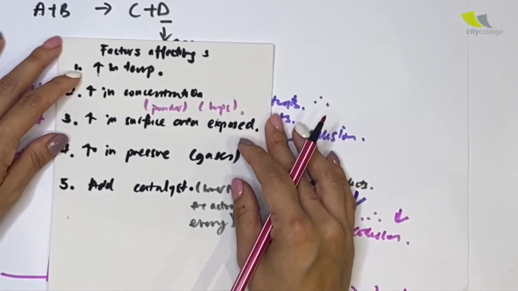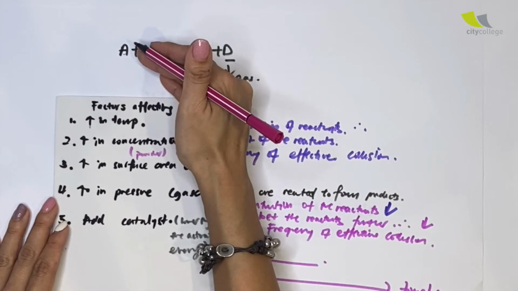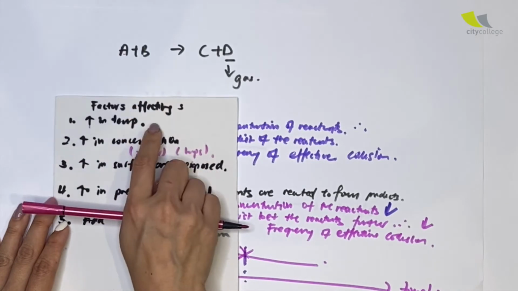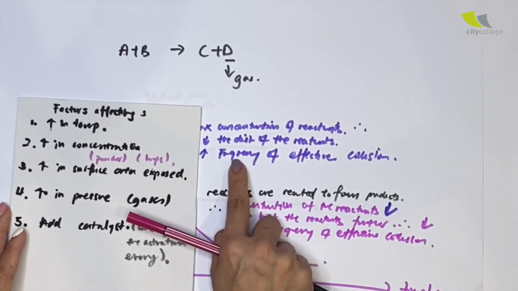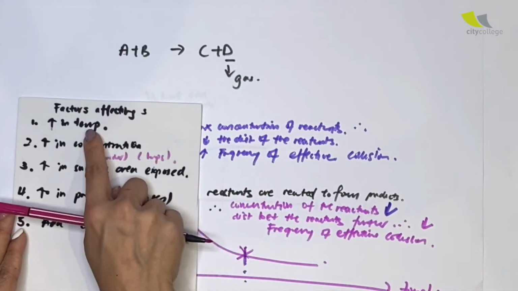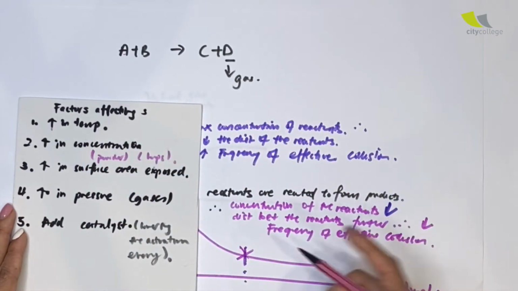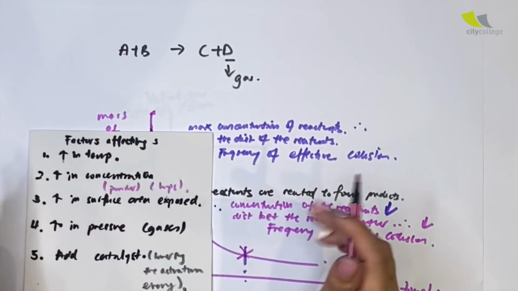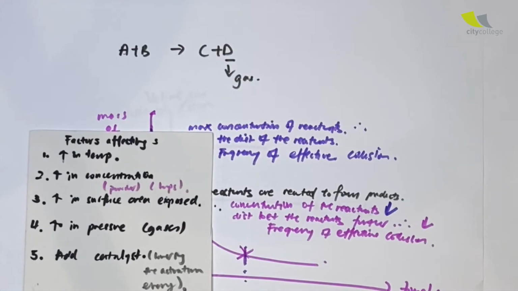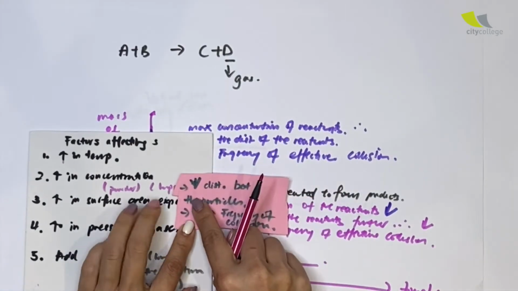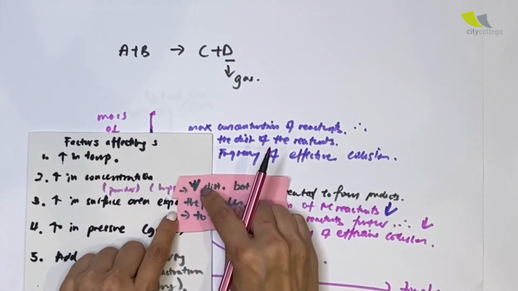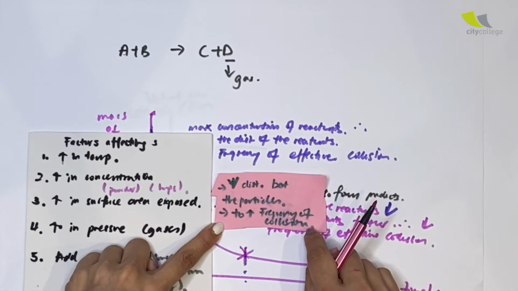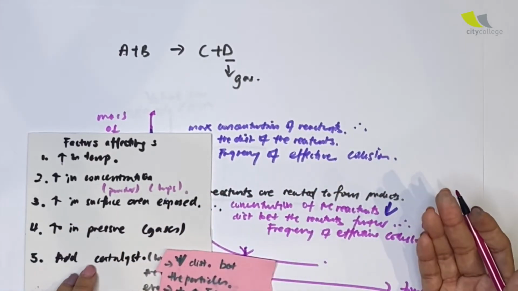First, increase in temperature. When the temperature of a chemical reaction increases, I actually increase the kinetic energy. When the particles have more energy, I will actually increase the frequency of effective collision. When effective collision increases, the rate of reaction increases. How about concentration? As we know, when the concentration increases, the particles are really close. When the distance between the particles decreases, I will tend to increase the frequency of collision. When the frequency of collision increases, you increase the rate of reaction.